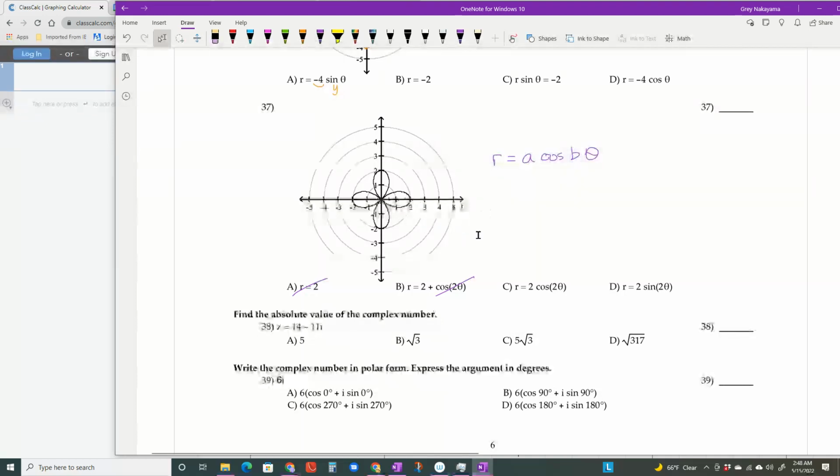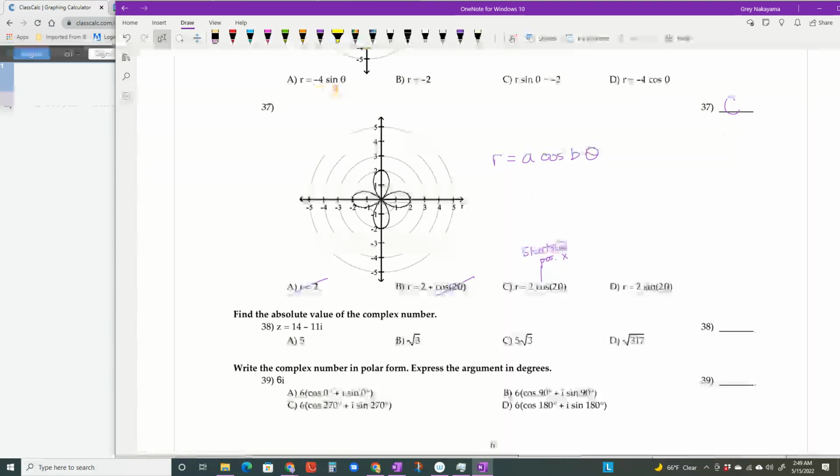Okay, the difference between these two is that this one here, as we've taught, starts at the positive x-axis. So my answer is C. Okay, sine starts at 90 divided by whatever b is. So that would be, but the point is it doesn't start on the positive x-axis.